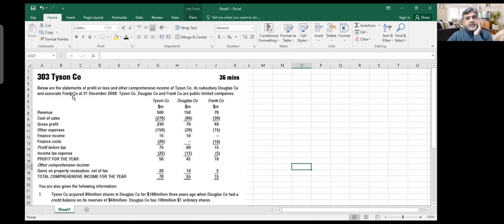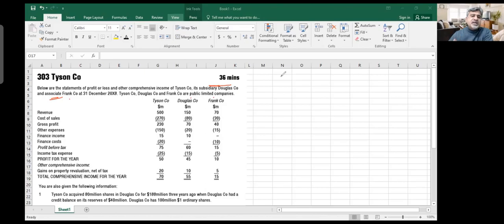So Tyson Company, below are the statements of profit or loss and other comprehensive income (OCI) of Tyson Company, its subsidiary Douglas Company, and associate Frank Company. So they have already told you that Douglas is a subsidiary and Frank is an associate. If they do not tell, and in many cases they will not, you will have to find out if it is a subsidiary or not, or if it is an associate or not.